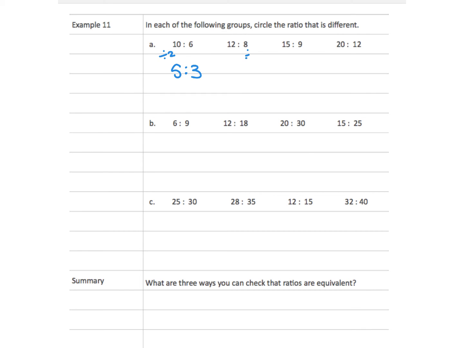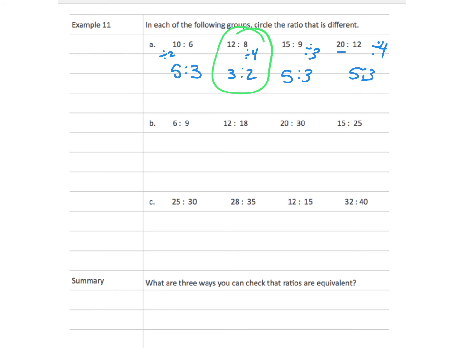12 and 8, I'm going to divide by 4. That's going to give me 3 to 2. 15 and 9, I'm going to divide by 3. That's going to give me 5 to 3. 20 and 12, I'm going to divide by 4, and that's going to give me 5 to 3. So if we look at it, 12 to 8 does not belong. That's the one that simplifies to a different ratio.